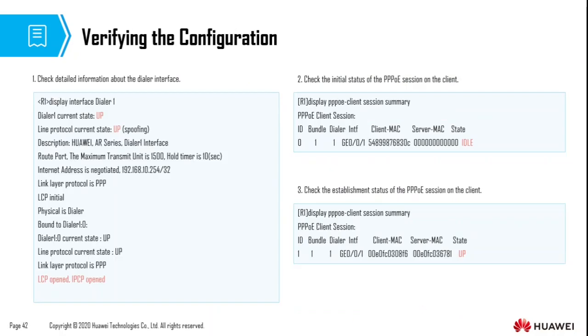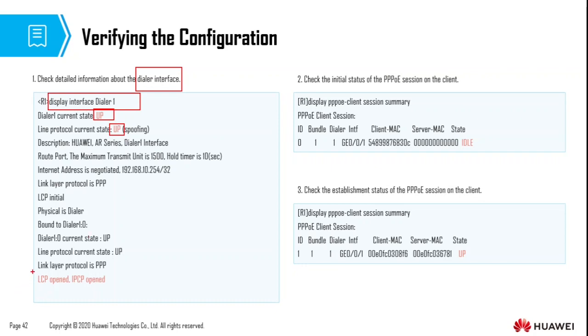To verify your configuration, for example, on R1, which is the client, you can verify the dialer interface status by using the command display interface dialer 1. So you should be able to see, for example, the current state. Remember, the display commands are very important for troubleshooting. So you can see that they are up. If they are not up, then you know that there's a problem.